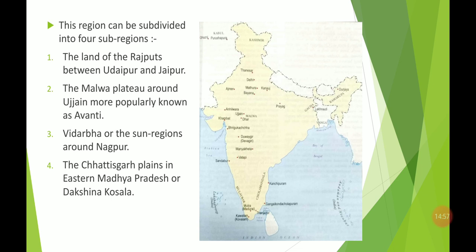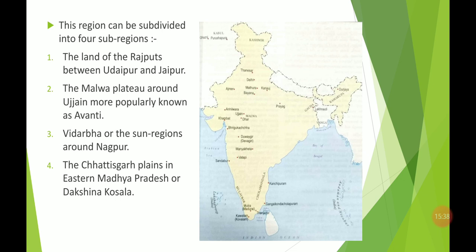Now, we have studied in the last slides that the area is divided into four sub-regions. Let us see what the reasons were. Let us start with the first, the land of the Rajputs, meaning the area where the Rajputs lived, that is Udaipur and Jaipur. These are the Rajasthan areas where the Rajputs were living. Now moving to the Malwa Plateau. The Malwa Plateau is found near Ujjain, in the Madhya Pradesh area. It was earlier known as Avanti, and it was also inhabited by people in ancient times.